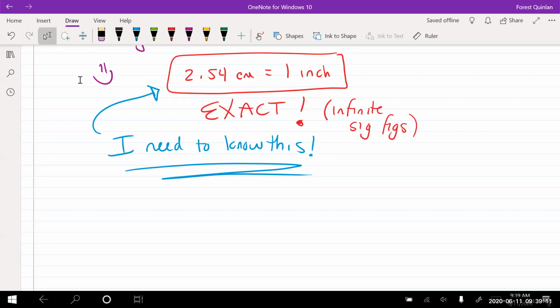if you can count it, if you can define it, there are 100 pennies in a dollar. Fact. You may say, but I see only 1 sig fig in the number 100. I don't care. Anytime you make a definition, anytime you say this is how it's going to be, that is exact.